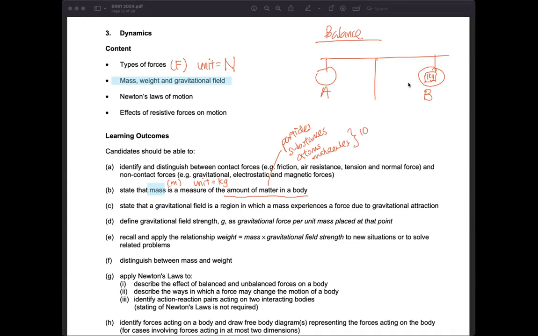Okay, so mass is the amount of matter in the body. The short form for mass is m, small m. The SI unit for mass is kg. Is that clear?